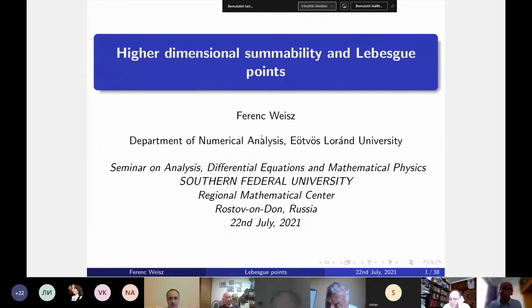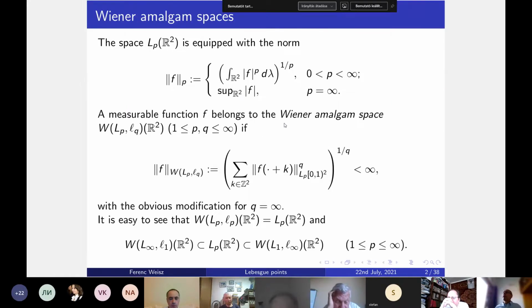I will speak about summability of higher dimensional functions or Fourier transforms, about different types of Lebesgue points, and about different generalizations of the one-dimensional well-known Lebesgue theorem. Please, if you have questions, then ask me. First, I introduce some function spaces I will use later.